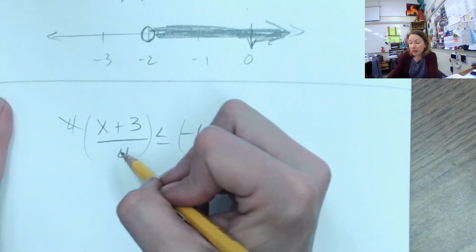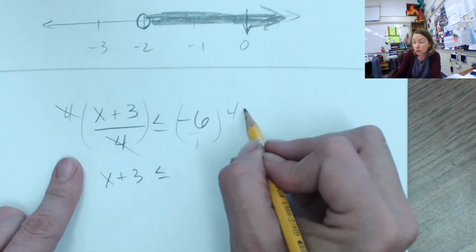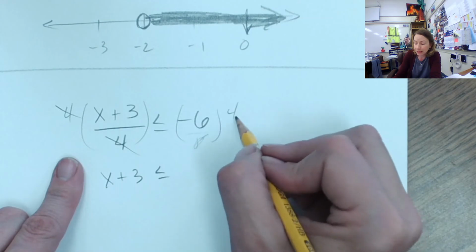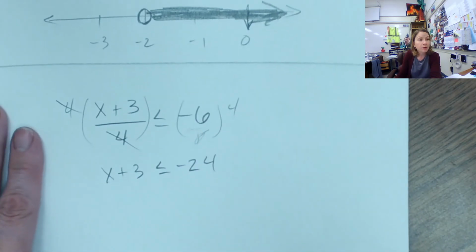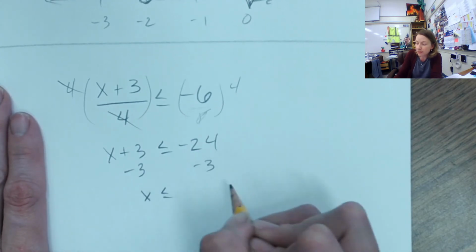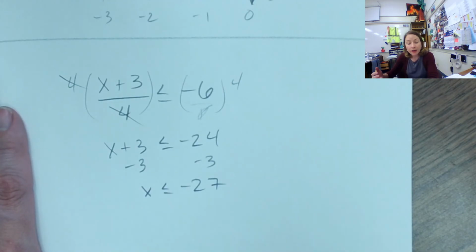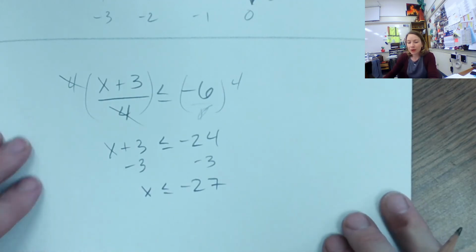So I can multiply this one by 4. Those cancel. So I've got x plus 3 is less than or equal to, here, the 1 doesn't cancel with anything, negative 24. So I can subtract 3 from both sides. X is less than or equal to negative 27. Okay? So even though those fractions show up, they're nothing to worry about.